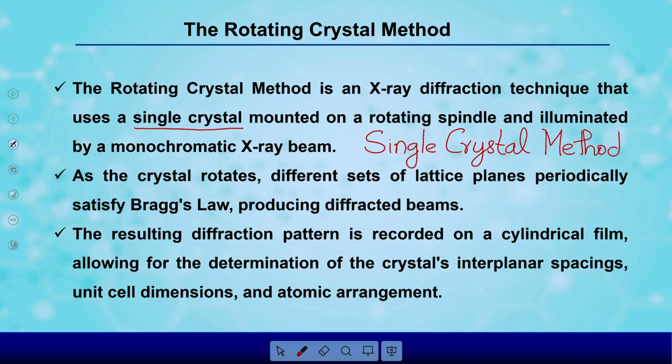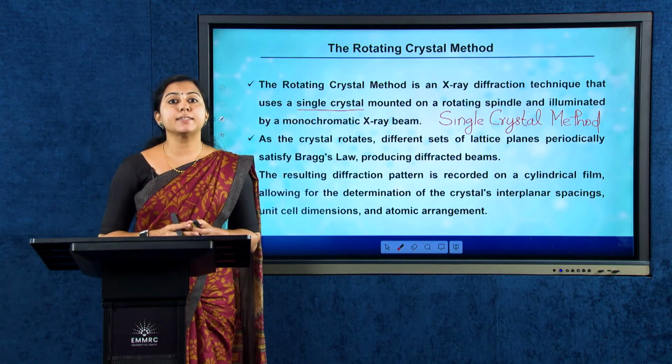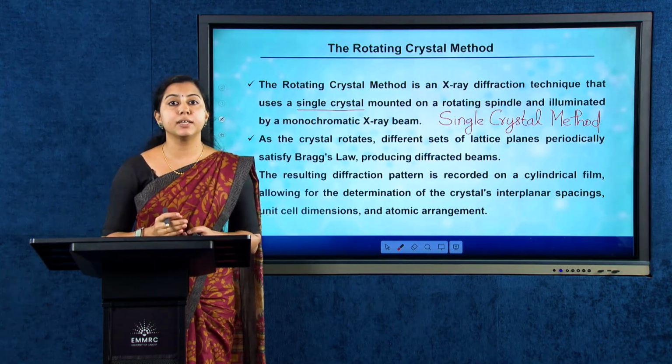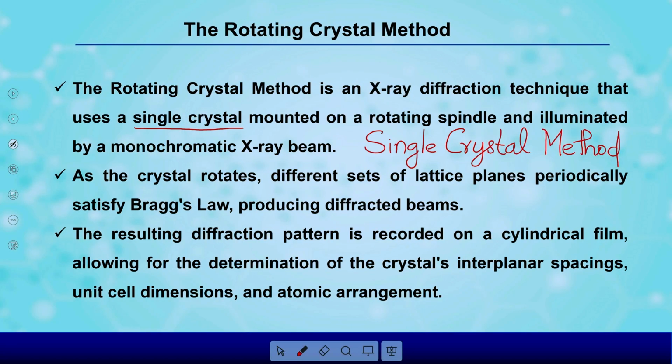So, the rotating crystal method or single crystal method. Now, as the crystal rotates, different sets of lattice planes periodically satisfy Bragg's law, producing diffracted beams. The resulting diffraction pattern or the beam is recorded on a photographic plate or a cylindrical film, allowing for the determination of the crystal's interplanar spacings. We can also determine the unit cell dimensions and also atomic arrangement.